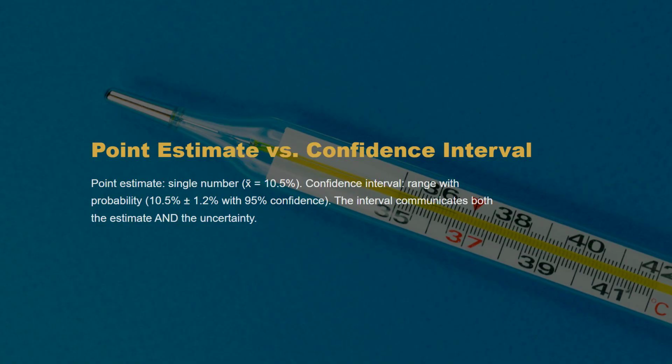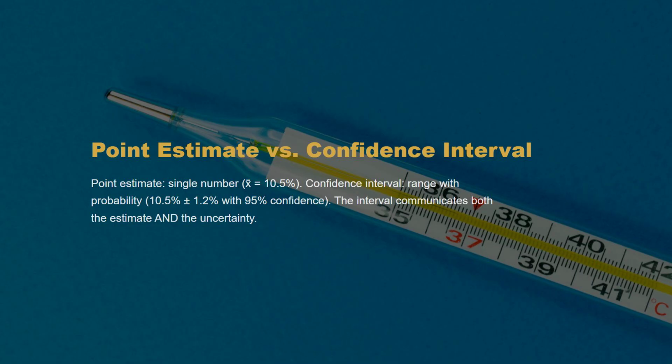If I tell you the average return is 10.5%, you should immediately ask, how confident are you? Plus or minus 1%, plus or minus 5%? A confidence interval answers that question. It gives you a range of values within which the true population parameter is likely to fall, along with a specified probability. Think of it this way.